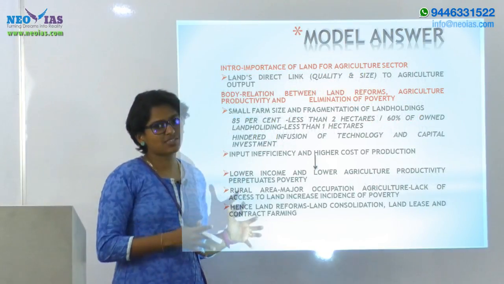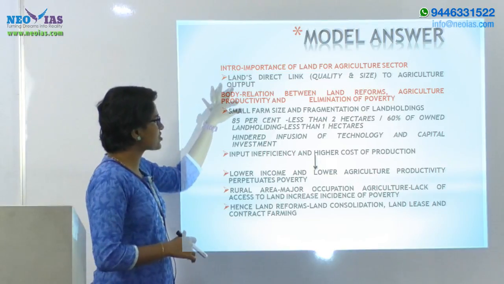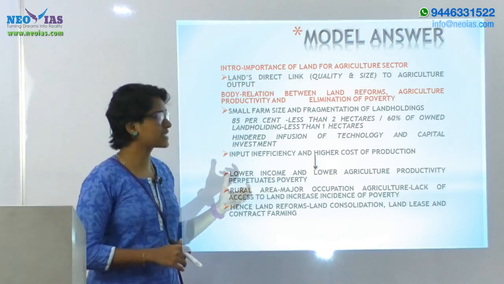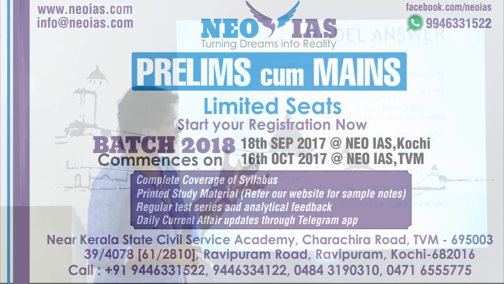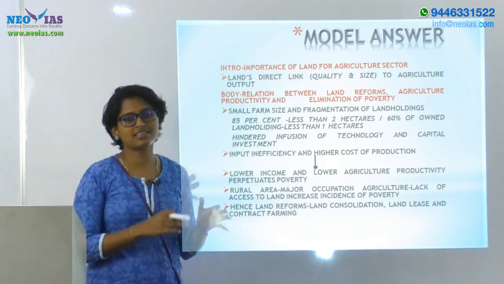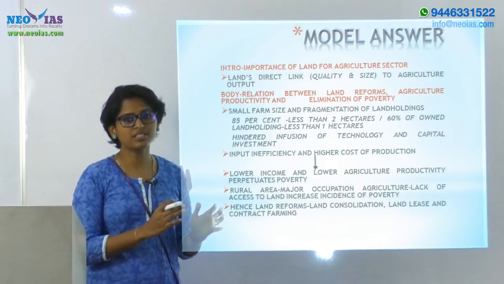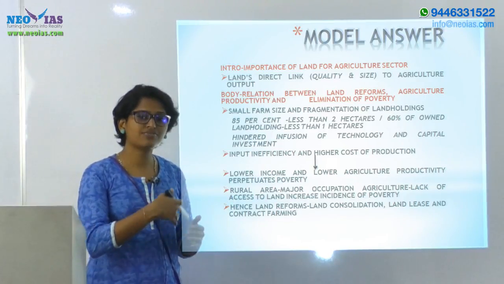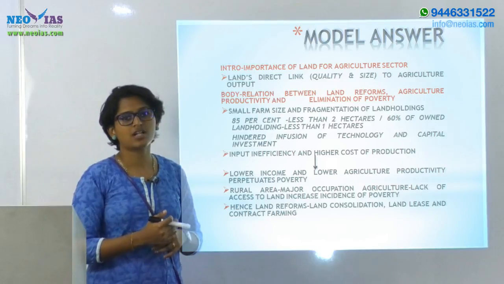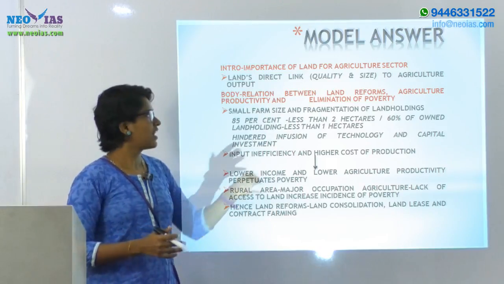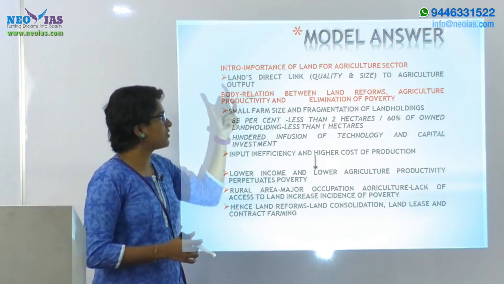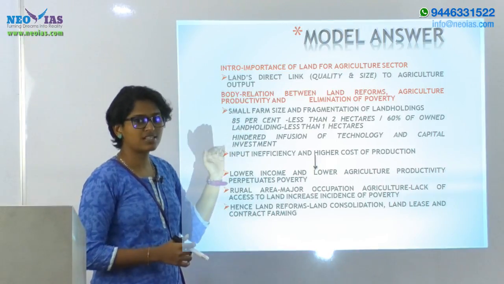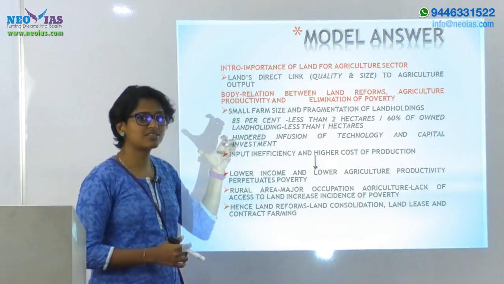So to answer this question, as an introduction, I think it would be better if we begin by showing the importance of land for the agriculture sector. That is, if we compare other sectors with the agriculture sector, we will understand that there is a direct relation between the land and the final output from the agriculture sector. That is, the size and quality of land affects the agriculture output.